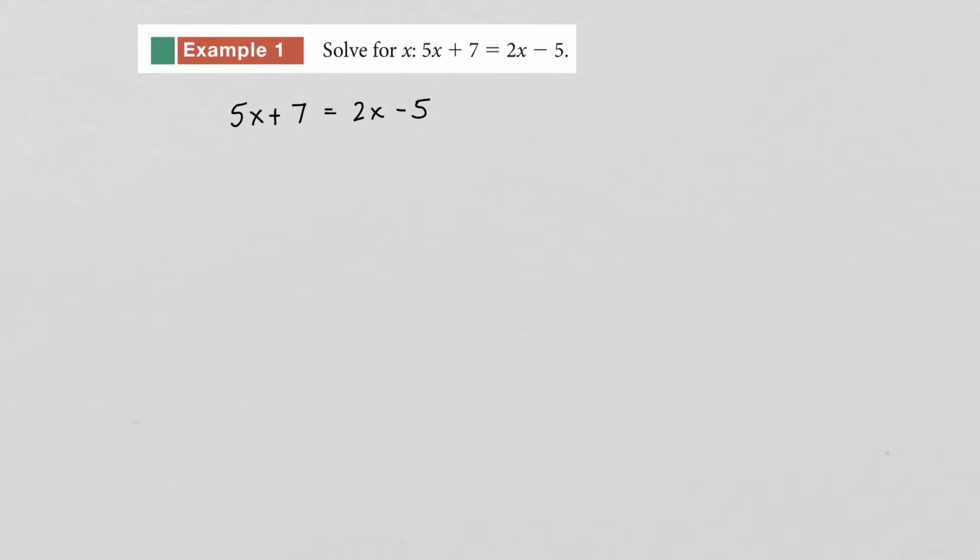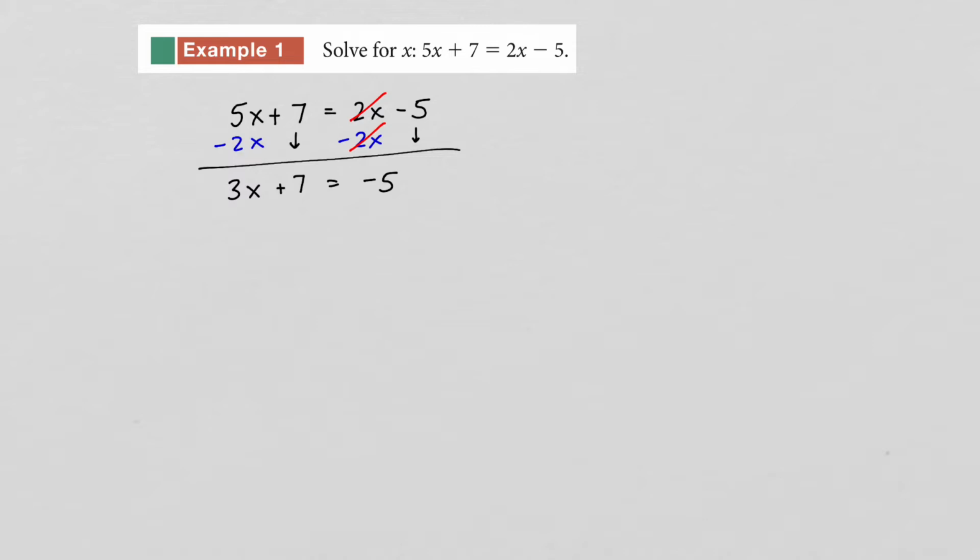So you can see we have a 5x on the left side and a 2x on the right side. So if we subtract 2x from both sides of the equation, on the left-hand side, 5x minus 2x is 3x. The positive 7 still comes down. And on the right-hand side, positive 2x minus 2x cancels out, and so we just have negative 5 left over.